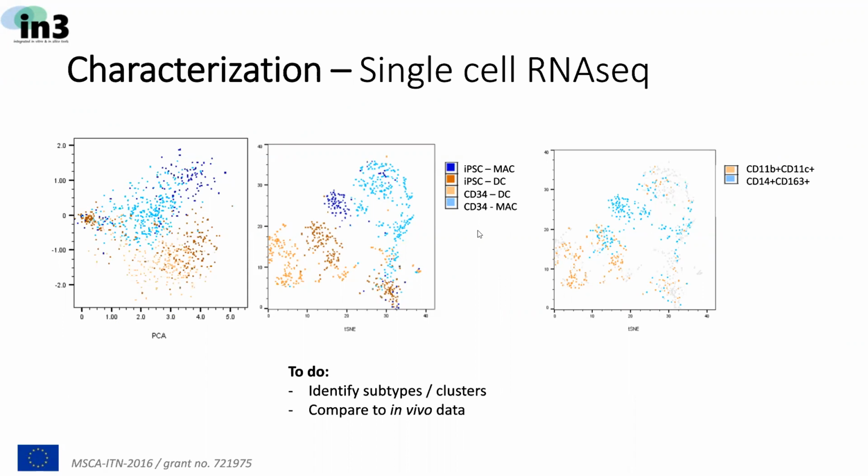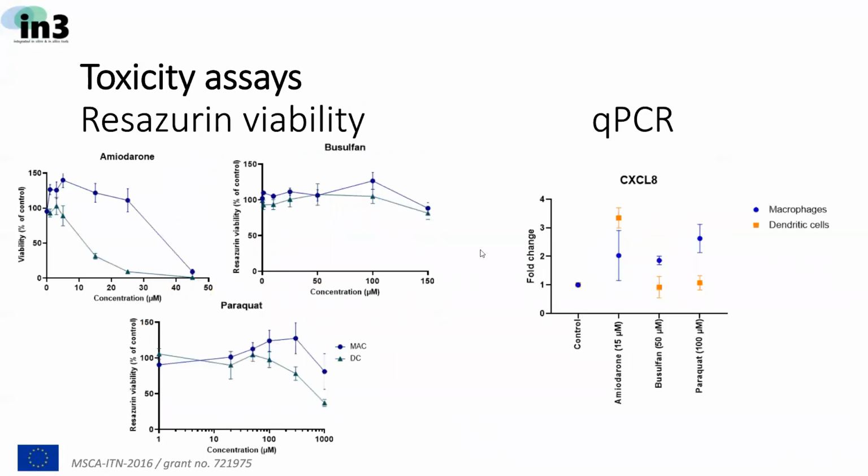We have done some work in identifying some of the markers, such as CD11b and CD11c dual positive cells, which are mainly expressed in the dendritic cells, and CD14 and CD163 positive cells, which are mainly in some subtypes of macrophages and the iPSC. So some work needs to be done still to fully identify subtypes and clusters, and also to compare this to in vivo data to fully know which cells are present in these models.